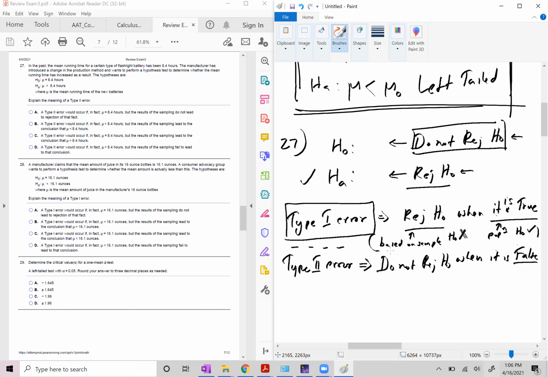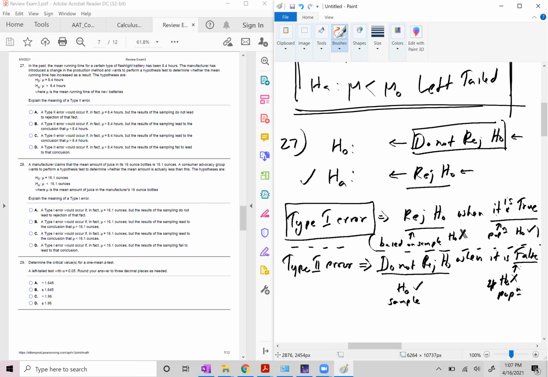And the type 2 error is we do not reject the null. That means if you do not reject the null, we say the null is correct. This is based on the sample. This is our decision. But what's going on in the population? The null is false, which means the alternative is the correct one, right? So this is the thing in the population.